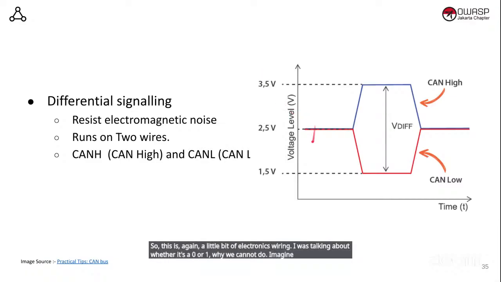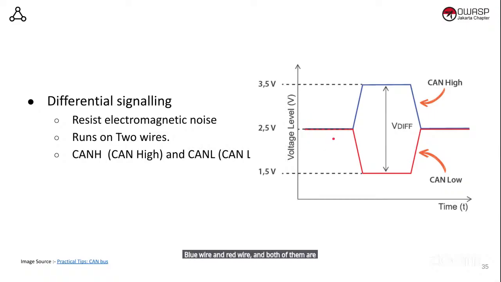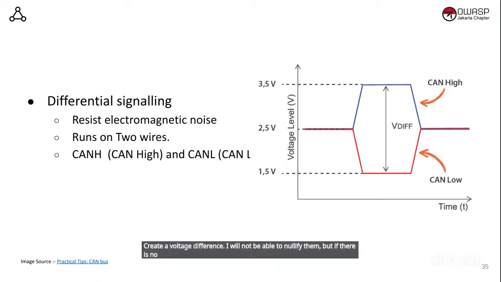Imagine you have a voltage line, around 2.5 volts, and there are two wires, a blue wire and a red wire, both at 2.5 volts. If I create a voltage difference between those two wires, I will not be able to nullify it. But if there is no voltage difference, I can definitely make one. That's the simple logic of how the CAN protocol works.